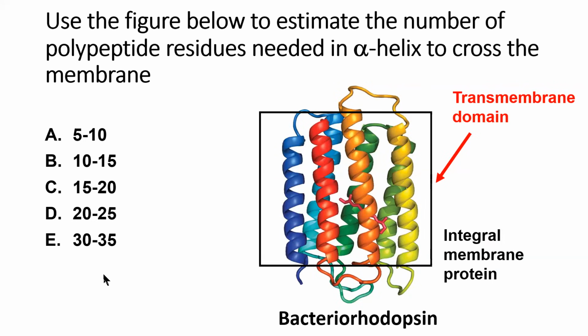Okay, using the figure below, estimate the number of polypeptide residues needed in an alpha helix to cross the membrane. So this is our transmembrane domain shown in this box, and this whole structure is an integral membrane protein. We have parts that are cytosolic, that point towards the inside of the cell. We have parts that are extracellular, which point on the outside of the cell. And then within the box, we have parts that span the nonpolar region of the lipid bilayer. So we call that the transmembrane domain, right?